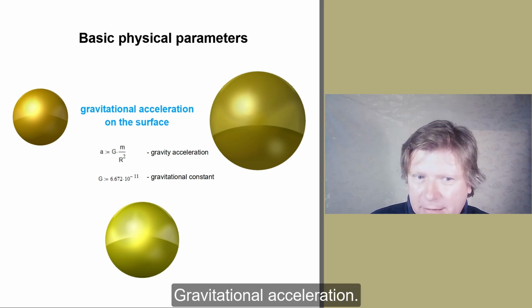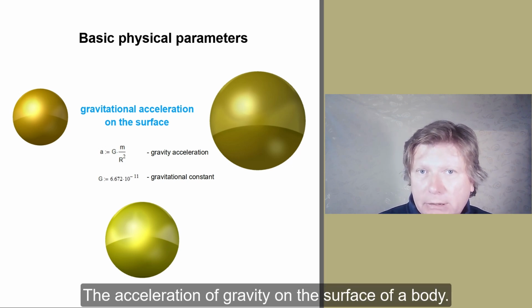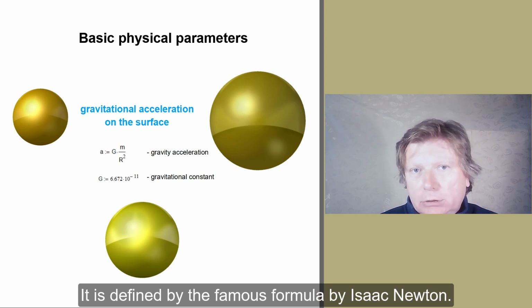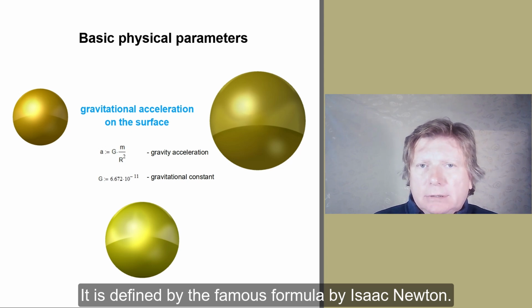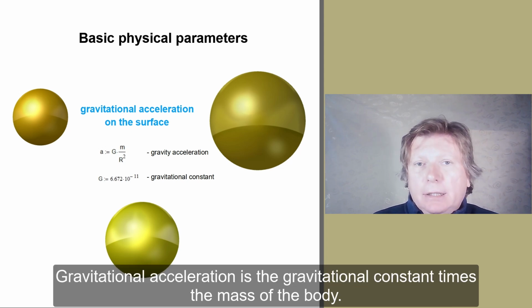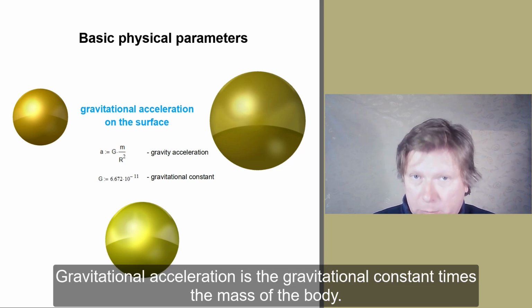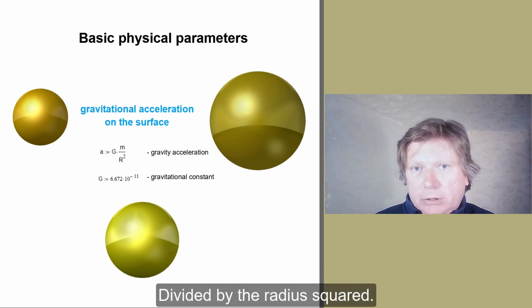Gravitational acceleration. The acceleration of gravity on the surface of a body is defined by the famous formula by Isaac Newton. Gravitational acceleration is the gravitational constant G times the mass of the body divided by the radius squared.